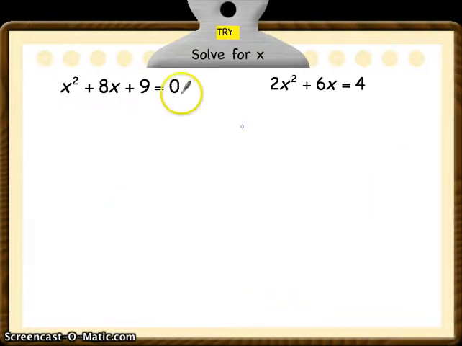On the next page, I just have a couple of more examples for you. Feel free to try them. I'm going to pause the video now and go ahead and put the answers in, and then show you one last example of where we can use completing the square.